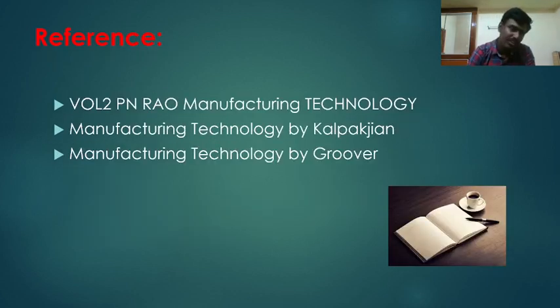And these are all the books I have referred to. Mostly, I referred to P. N. Rao, Manufacturing Technology. And if you are not satisfied with my explanation, have a look at that. And we need some visualization so that we can better understand this concept. So let me have a look at the animation video of how the chemical machining process is carried out.